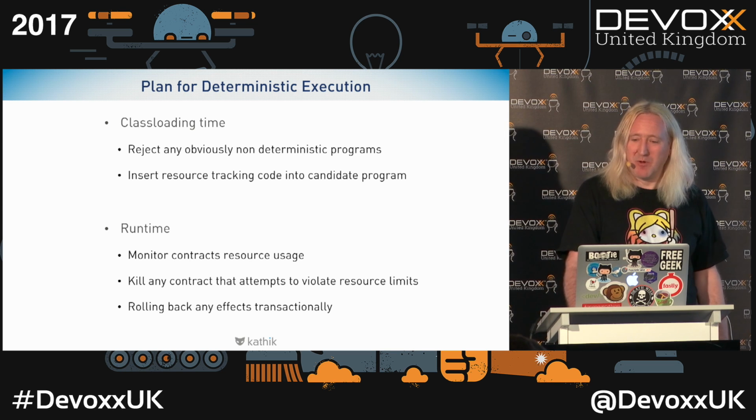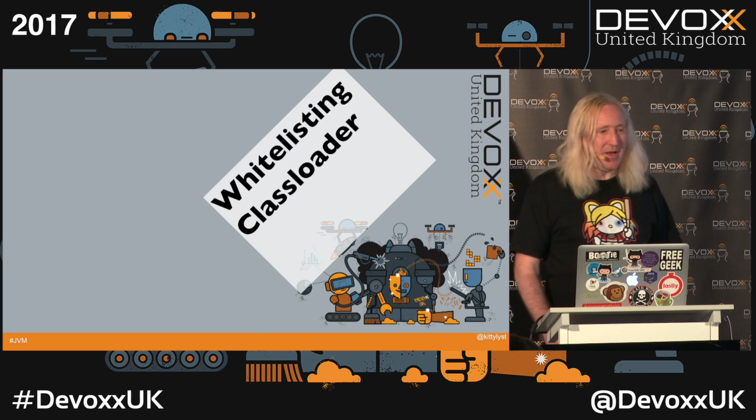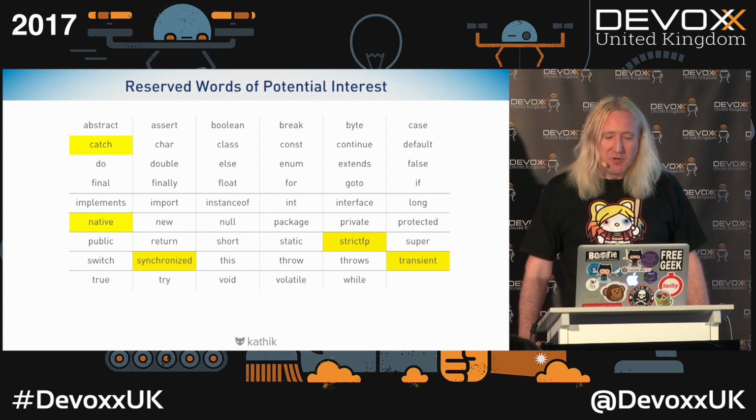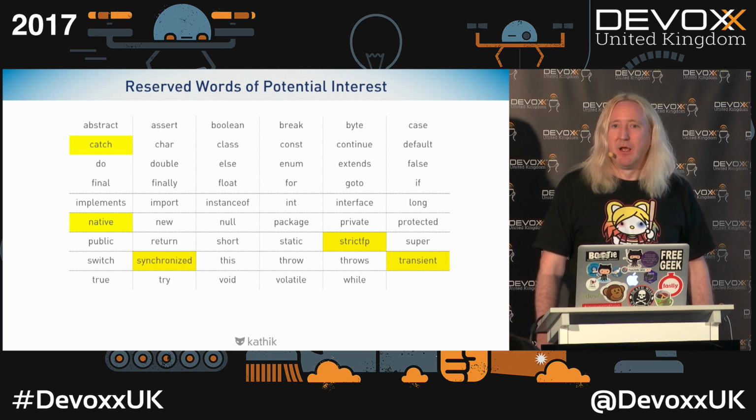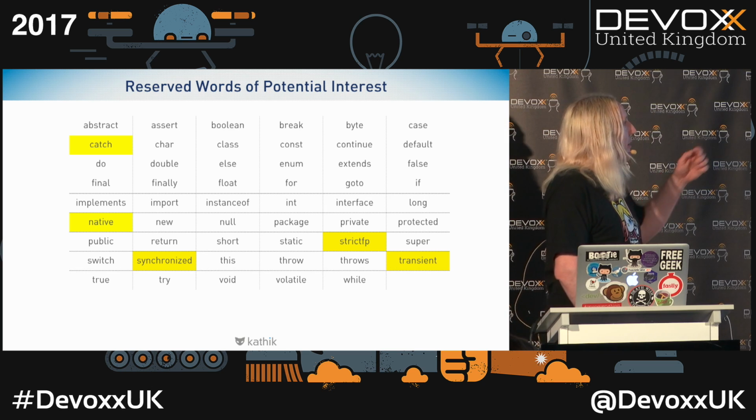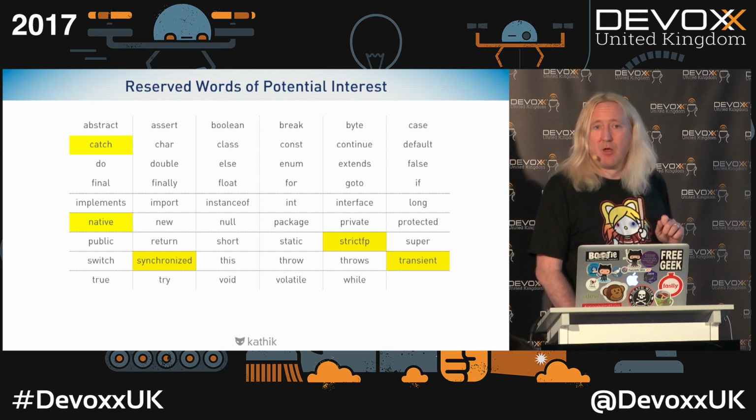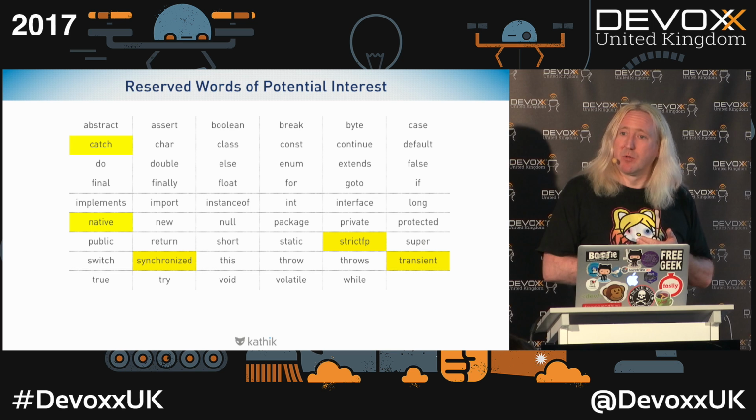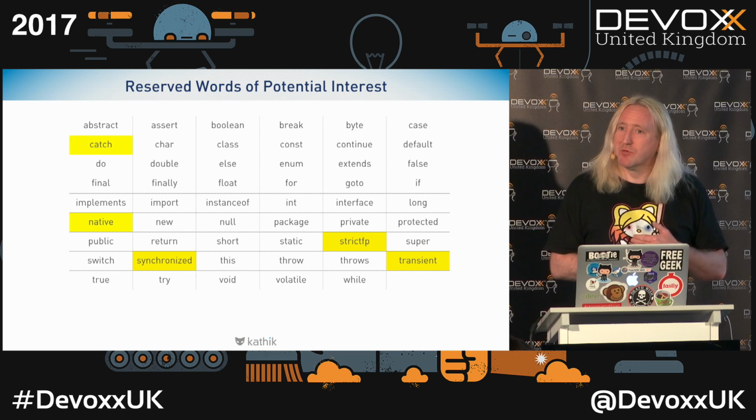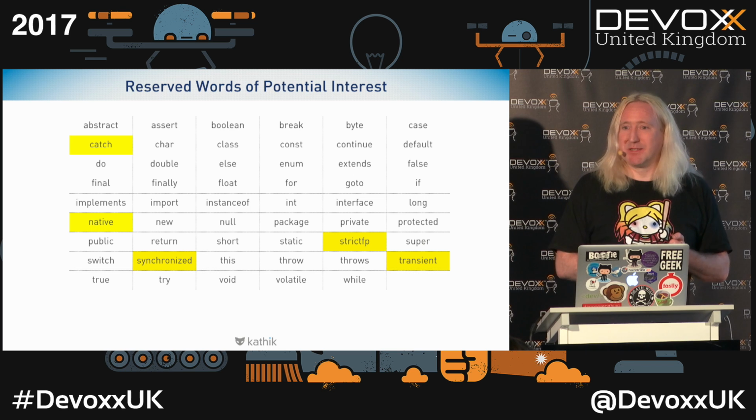Should we see how it works? So, okay, the whitelisting class loader. There are a few Java keywords that I've highlighted here as being of potential interest. They are catch, because we might try to, for example, catch the kill signal I'm going to send to contracts. I could use Thread.stop to kill off a contract that's breached its resource limits, but we know that Thread.stop is bad, so we don't do that.